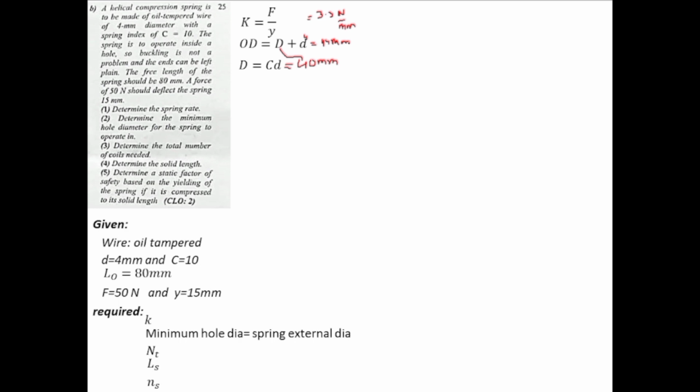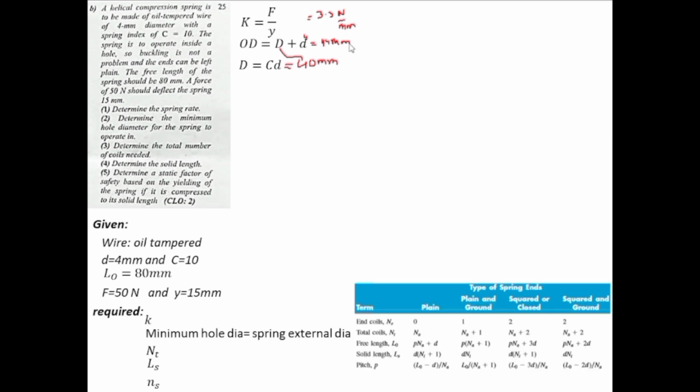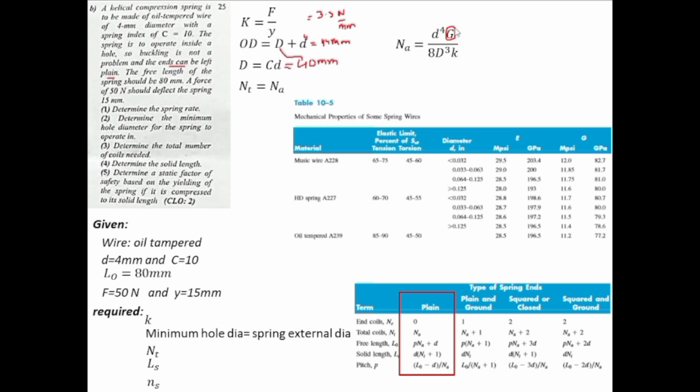After that, we will have to find out the total number of active coils, and for that we will have to use this table. And if you see over here in this problem, we are given that the ends of the spring can be plain, so we will have to use this column. So Nt is equal to Na plus 1, and Na is equal to d to the power 4 G divided by 8 into mean coil diameter cube into K. So you know the value of wire diameter, mean coil diameter and K. You don't know the value of this G, so for that we will use this table. Here if you see, for oil and tempered wire, the value of G is 77.2 gigapascal. So put all the values.